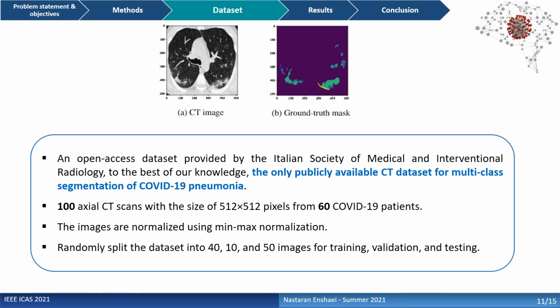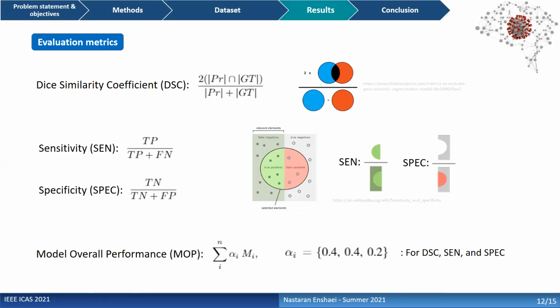The data set we used is an open access data set, which is, to the best of our knowledge, the only publicly available CT data set for multi-class segmentation of COVID-19 lesions. It contains only 100 axial CT scans with the size of 512 by 512 pixels from 60 COVID-19 patients. The images are normalized using min-max normalization. Since we are using a very limited data set, we use only 40 images for training, 10 images for validation, and keep 50 images for the testing phase.